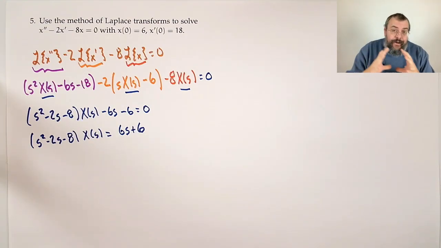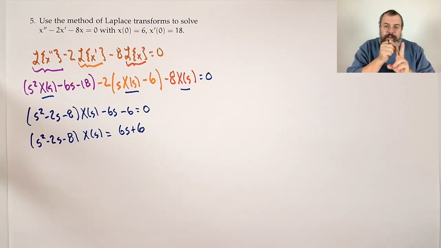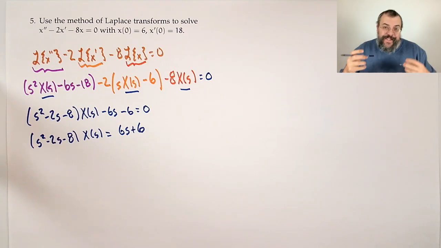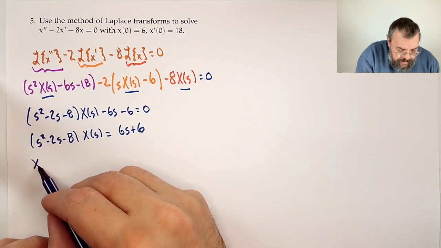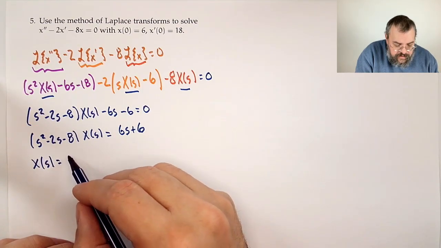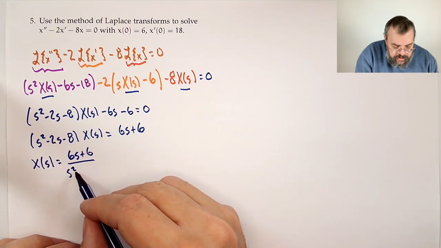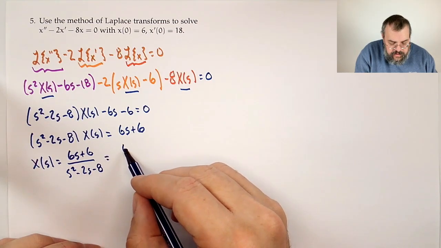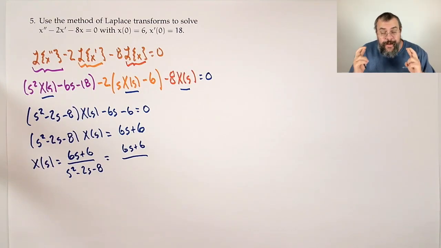Because really what we're doing is the algebra involved, and really there's two things. There's isolating your x of s, and then writing the part that x of s is into nice pieces. And that's usually partial fractions going on in that step. So we can say, hey, x of s is 6 times s plus 6 over s squared minus 2s minus 8. Now, hopefully, fingers crossed, the denominator will factor.